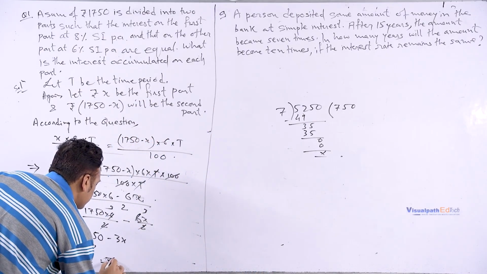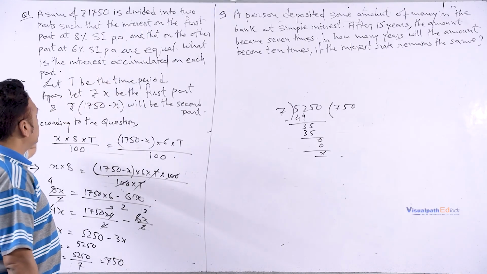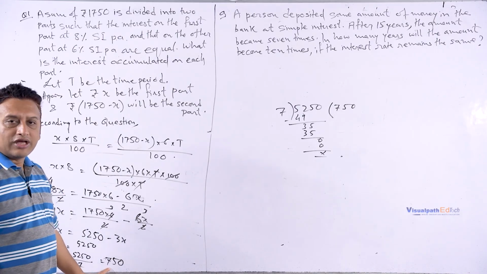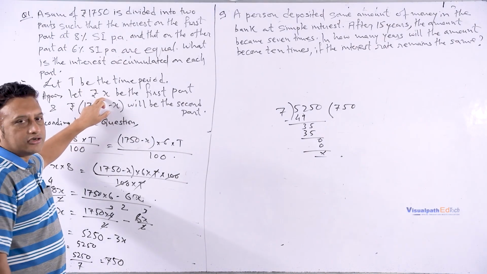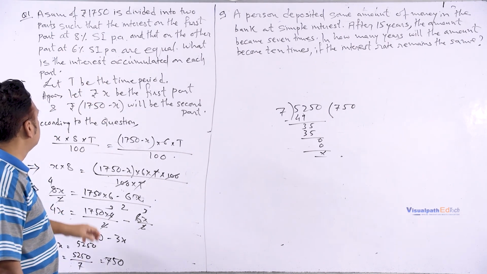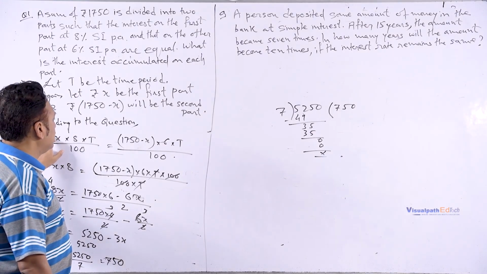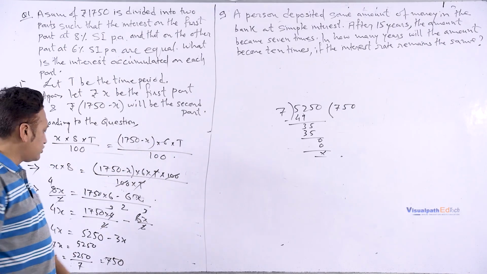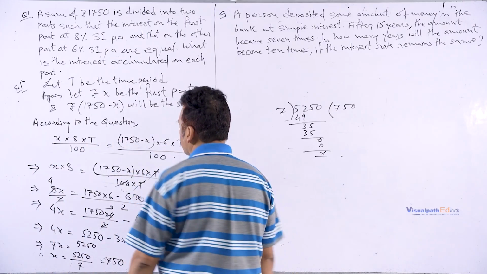So, that is 750. The question is what is the interest accumulated on each part, but for that we need to find out what the two parts are. So, this is the value of x, correct? X is 750, which is our first part. Now, in order to calculate the interest accumulated, I can put the value of x in this particular equation and find out what the interest will be. But then we need to find out the time period also.